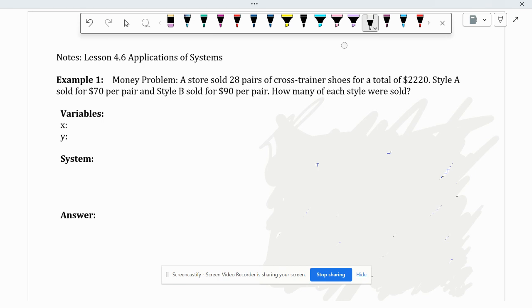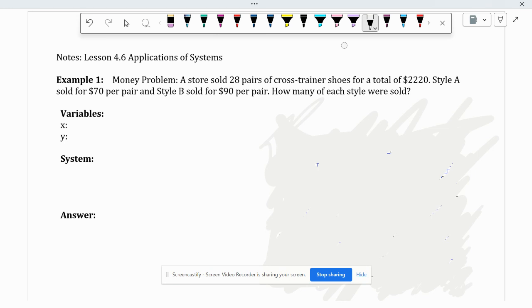So if I read this, it says money problem. A store sold 28 pairs of cross trainer shoes for a total of $2,220. Style A sold for $70 per pair and style B sold for $90. The question is, how many of each style were sold? How many styles do we have? We have 2 styles, so that means we need 2 variables.